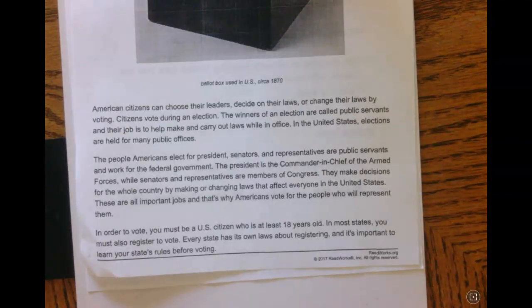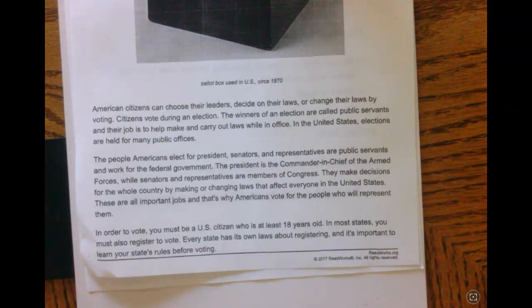In the United States, elections are held for many public offices. The people Americans elect for president, senators, and representatives are public servants and work for the federal government. The President is the Commander-in-Chief of the Armed Forces, while senators and representatives are members of Congress. They make decisions for the whole country by making or changing laws that affect everyone in the United States. These are all important jobs, and that's why Americans vote for the people who will represent them.